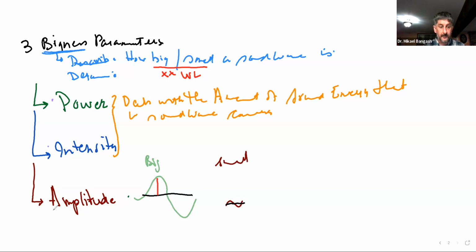This here is the amplitude. This is the amplitude and this is the amplitude. But it's all going to be determined upon whether we have a wave with a great power or less power, whether that wave has a great intensity or a low intensity. That will determine how big or small the sound wave is going to be.